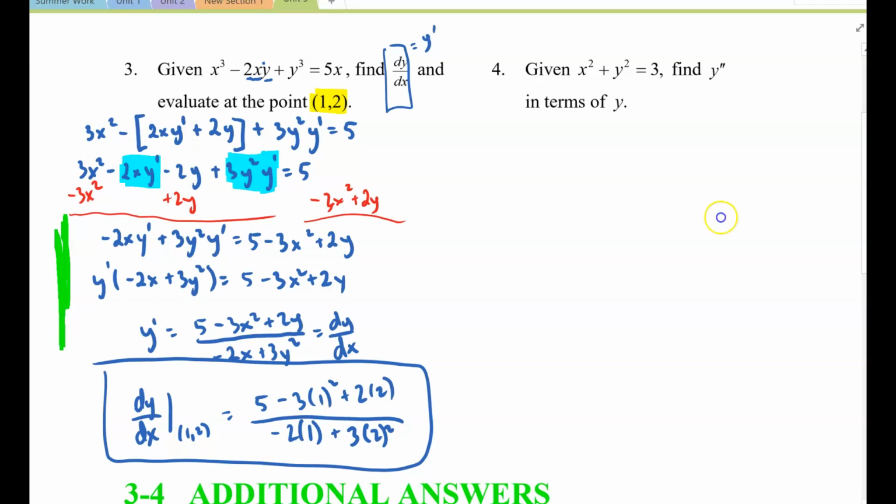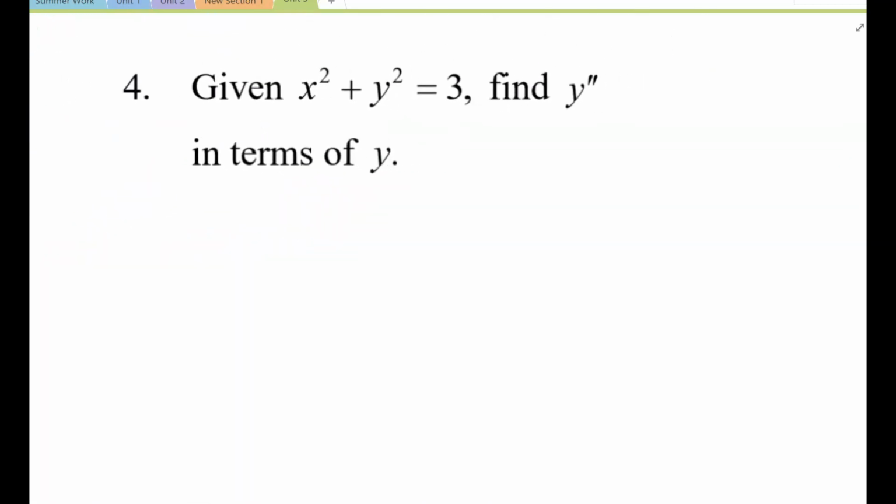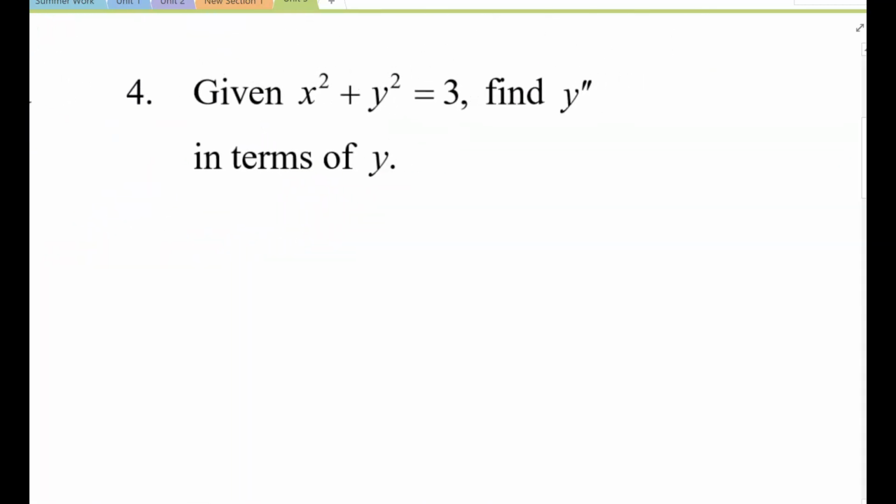Okay, so number 4. Number 4 says, given x squared plus y squared equals 3, find y double prime in terms of y. So it's good to note, right, that they don't want just y prime, they want y double prime. So I'm going to have to differentiate implicitly. So we have 2x plus 2y times y prime is equal to 0. And I'm going to solve for y prime.